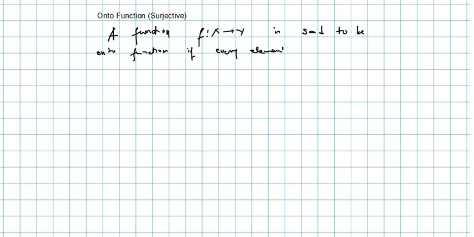Onto function or surjective. A function f from x to y is said to be onto or surjective if every element of y is at least an image of x, at least one image of x.